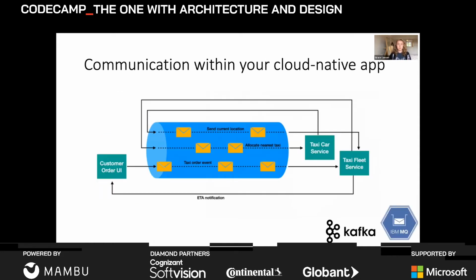Here you can see an example of a message-driven form of communication. We've got different services, a customer order UI, a taxi car service, and a taxi fleet service, all communicating via that central asynchronous message-driven system. This allows us to not block parts of our application waiting for a response from another part. We're able to continue as normal, just like the body is, but we know that we've sent that signal out and that we will get a response at some point. Being asynchronous allows us to remain responsive and as reactive to events as possible. So utilizing event-driven or message-driven systems can really help with that.